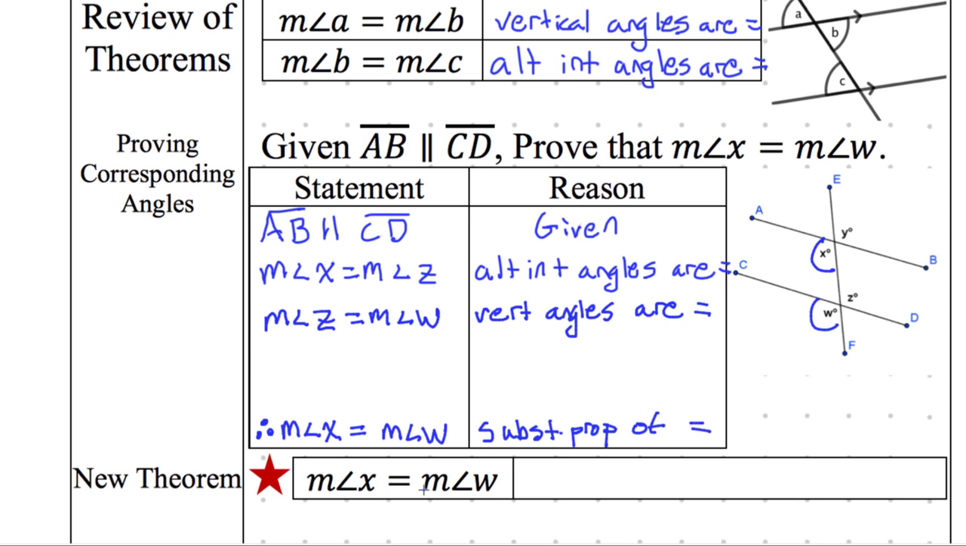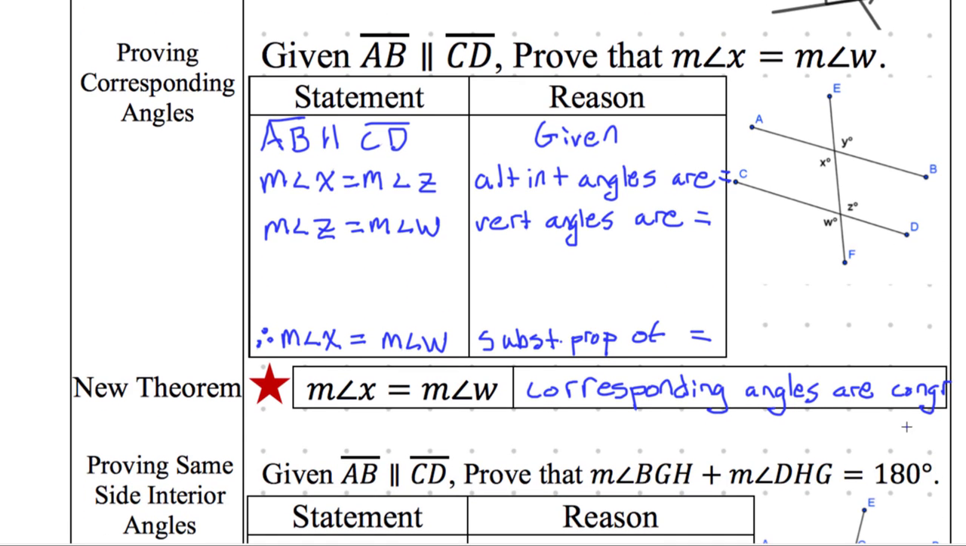And you know the statement already. What is the statement that I write here? What is the new theorem? What is the name of it? That these two angles, X and W, are the same measure. India? Corresponding angles. Yep. No, it's not that. Corresponding angles are congruent.